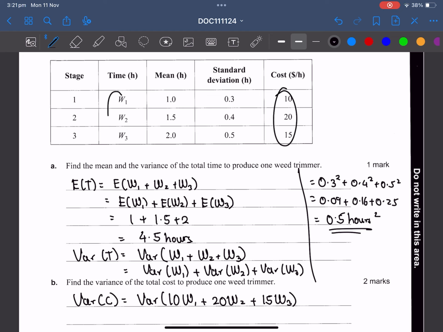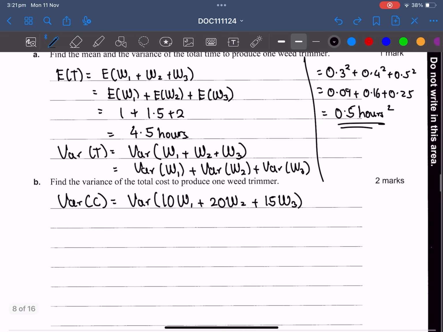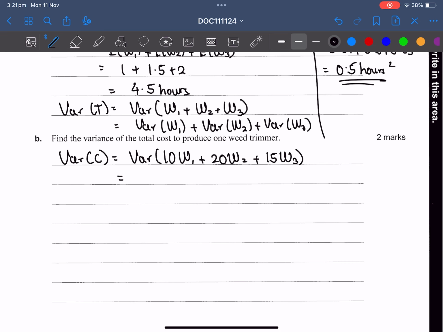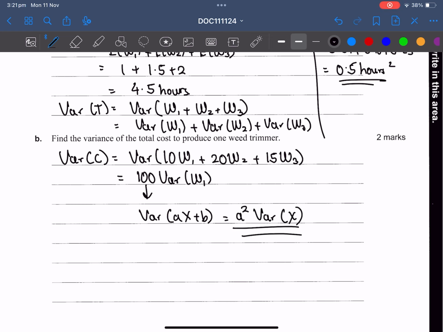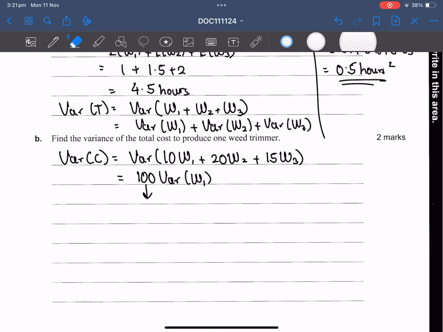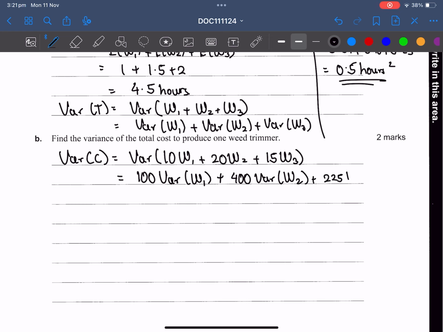Yeah, because cost per hour and the time. Yeah, okay, just making sure. Alright, and then this would become 100 variance of W1. The 100 comes from, because if we have aX plus b, then this would be a squared variance of X. It's in your formula sheet as well. Anyway, let's continue. Plus 400 variance of W2 plus 225 variance of W3.